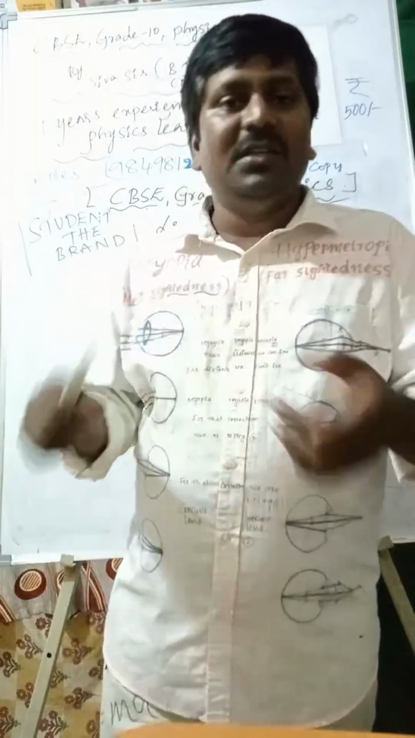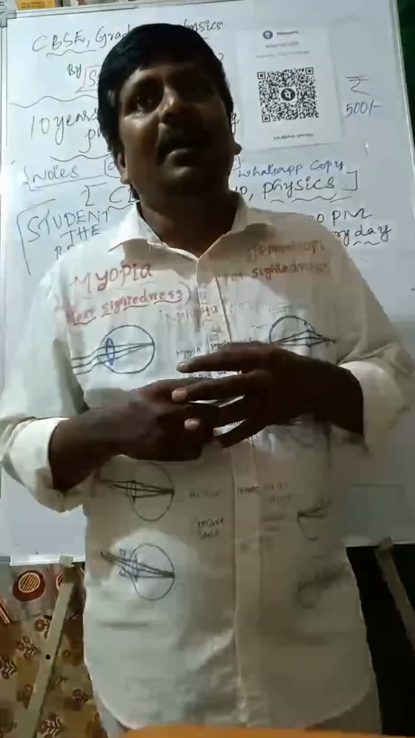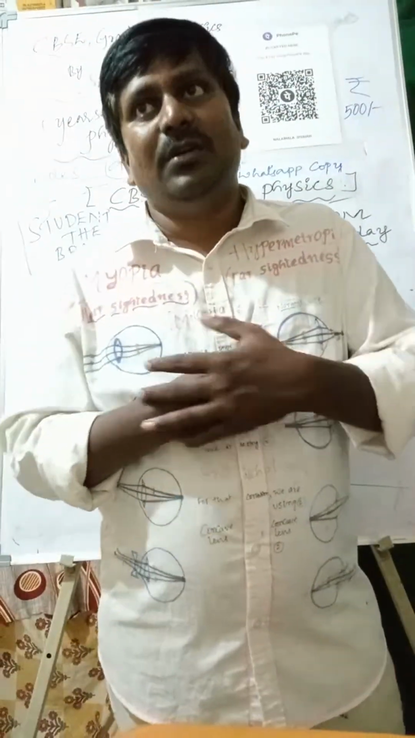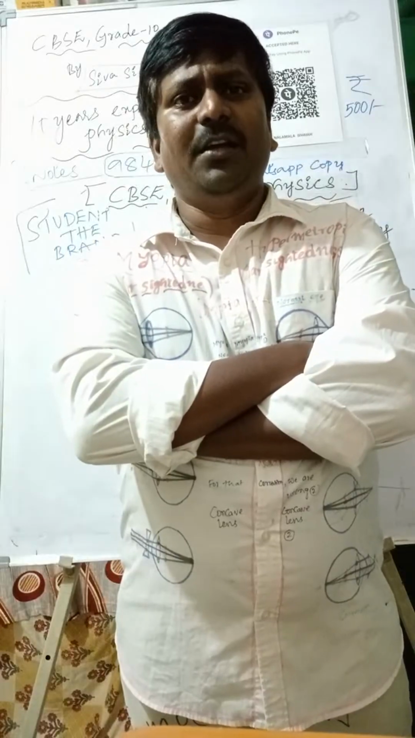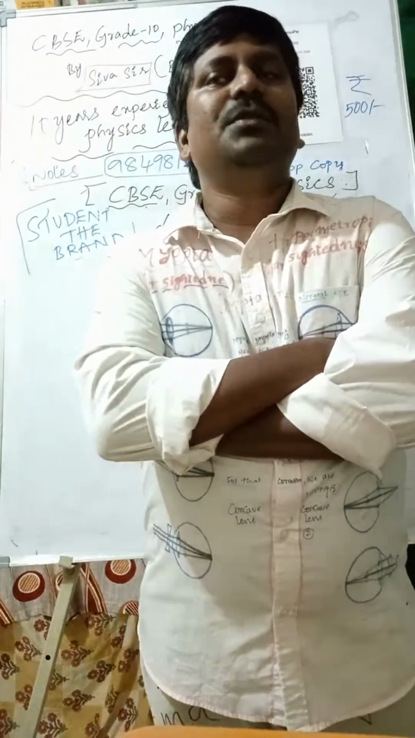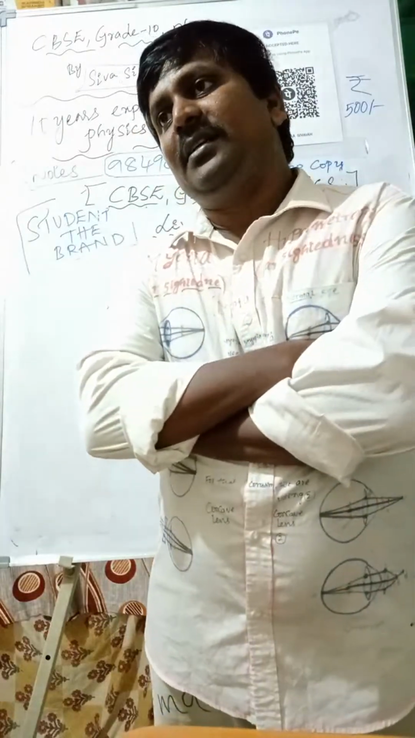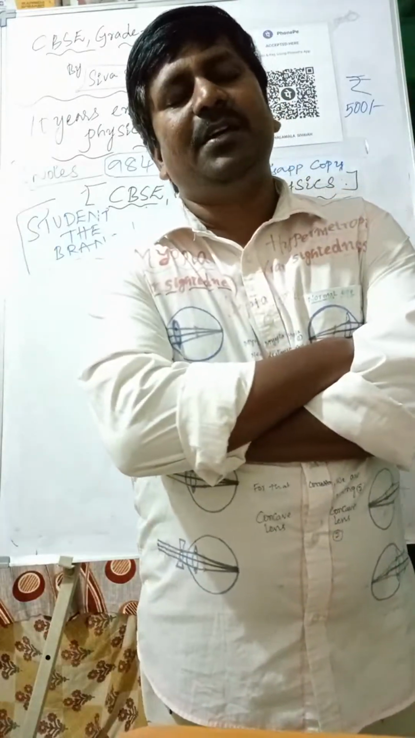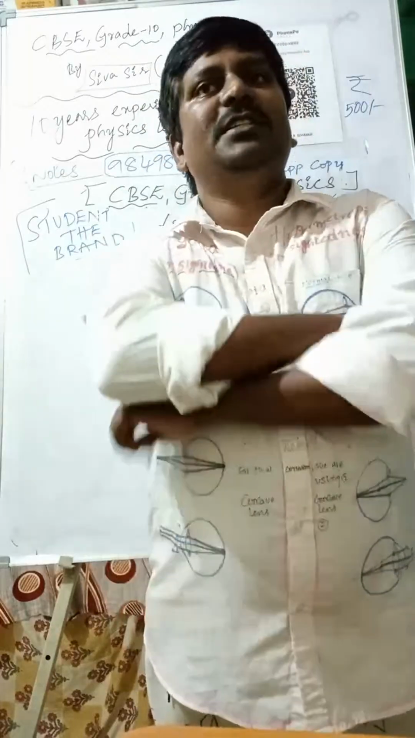So the causes are very important, and what lens we are using is very important. Coming to the next one, presbyopia. The person who is getting older can't see near as well as far. For correction of presbyopia, we are using a bifocal lens. Upper portion is concave, lower portion is convex.